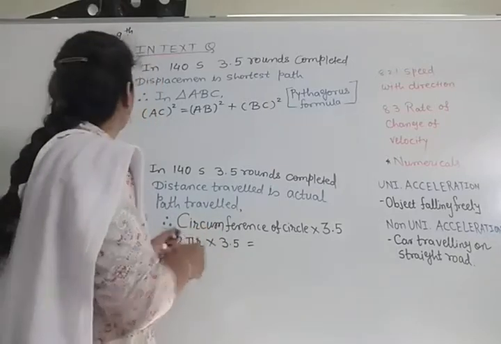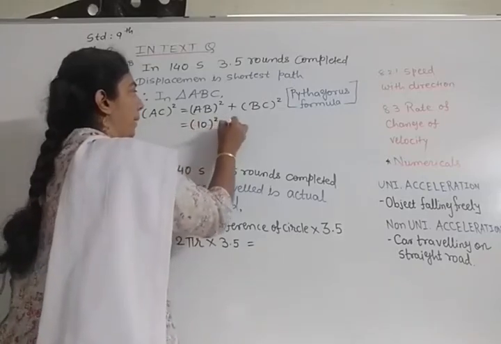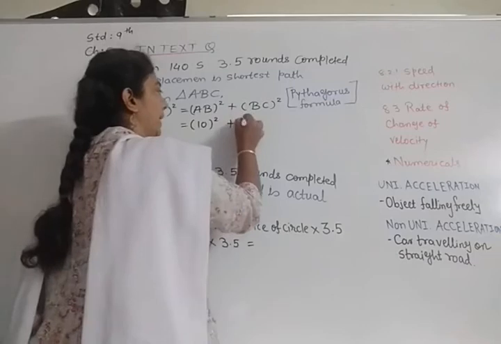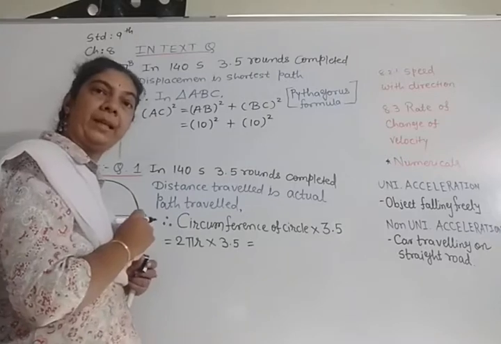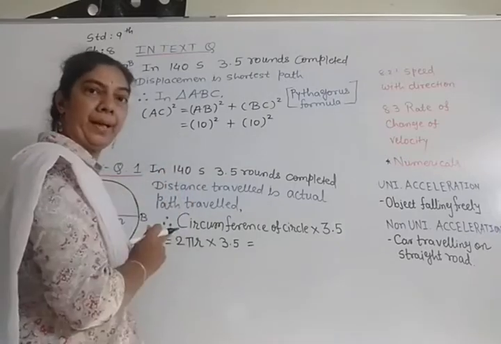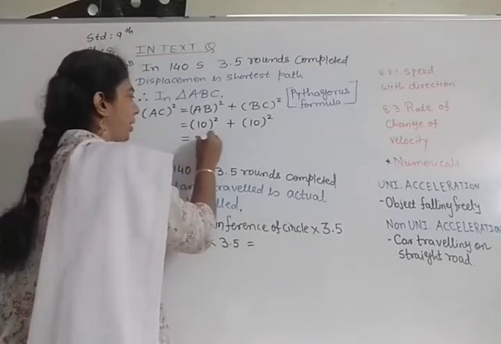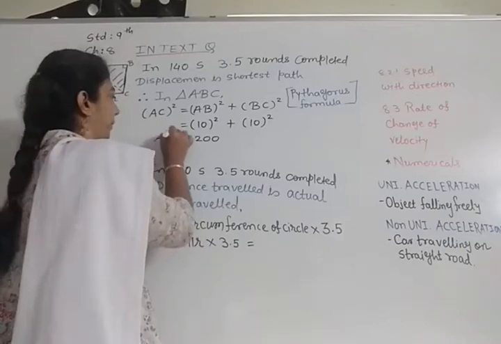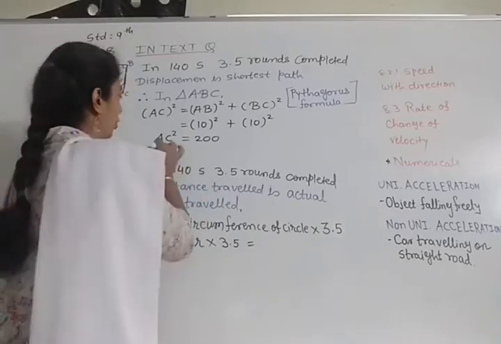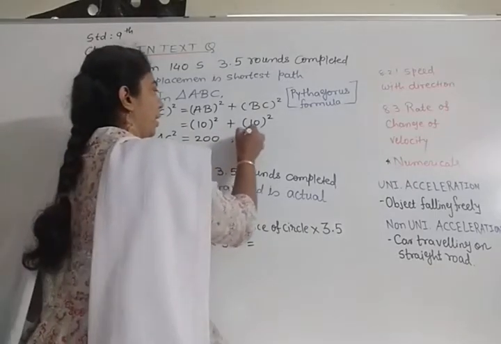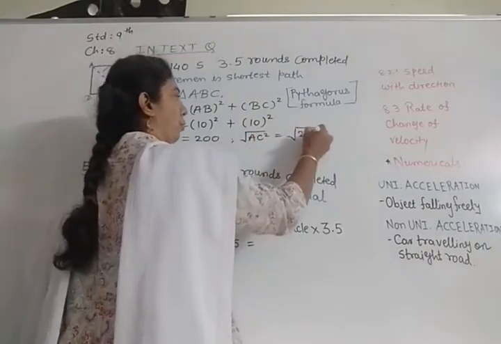We know the value of AB, it is 10, so 10 square, plus BC is also given as 10, so 10 square. Square of 10 is 100 and 100 plus 100 is 200. So we are getting the answer as 200 for AC square. And we have to find out AC. So AC is equal to under root AC square, and that is equal to under root 200.